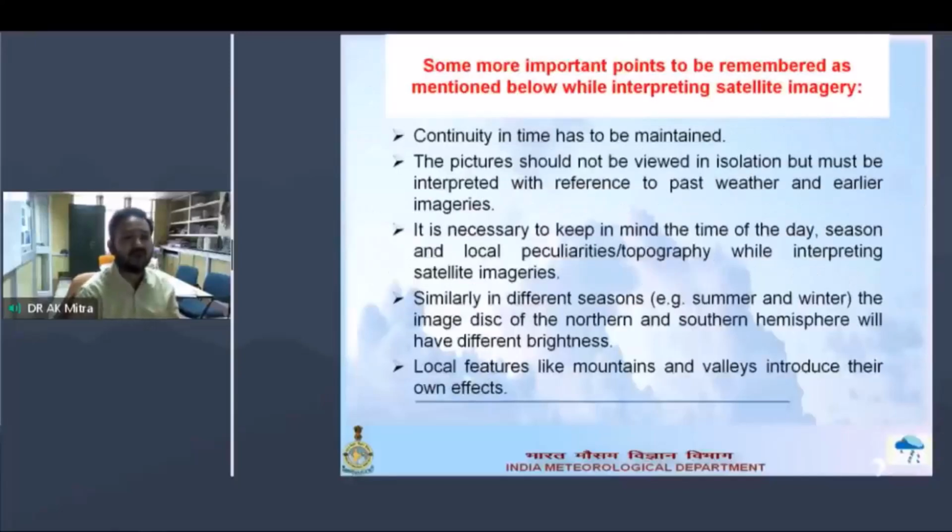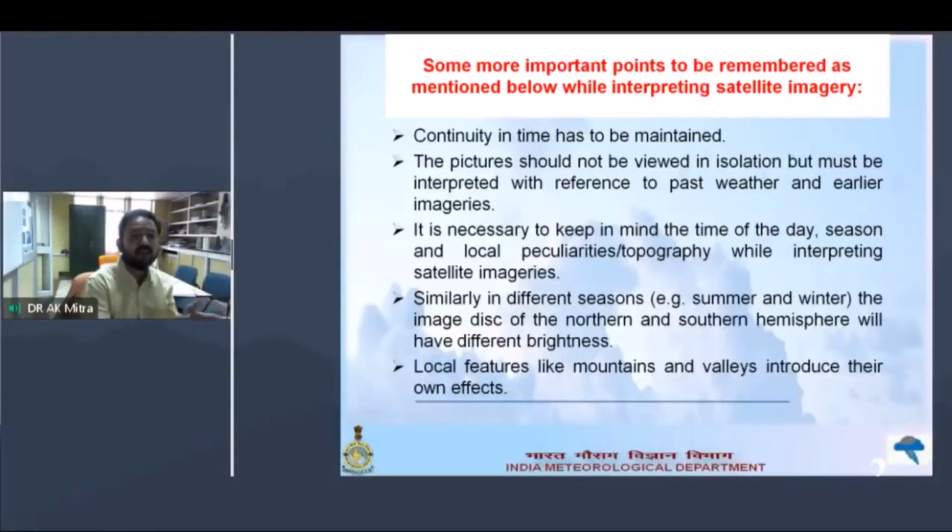So what SOP are we basically following? First, continuity in time has to be maintained. The picture shouldn't be viewed in isolation, but must be interpreted with reference to past weather. If you are seeing the imagery at 3 UTC, you need to see 2 UTC, 0 UTC, and then what had happened last night. As we have seen in the past presentation, for weather over India you want to see Pakistan and Afghanistan, particularly for western disturbance kind of weather.